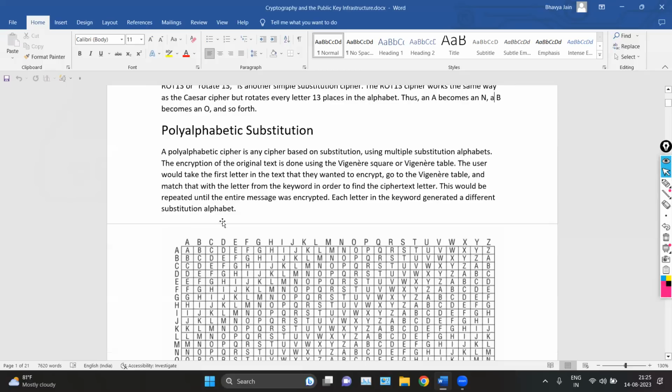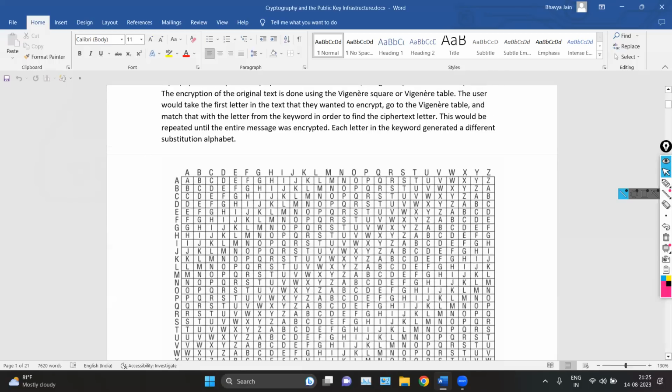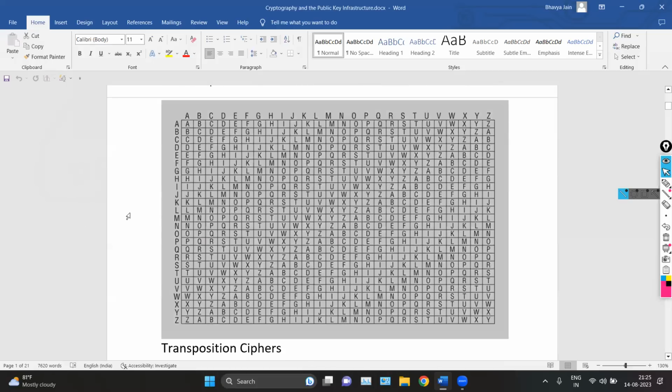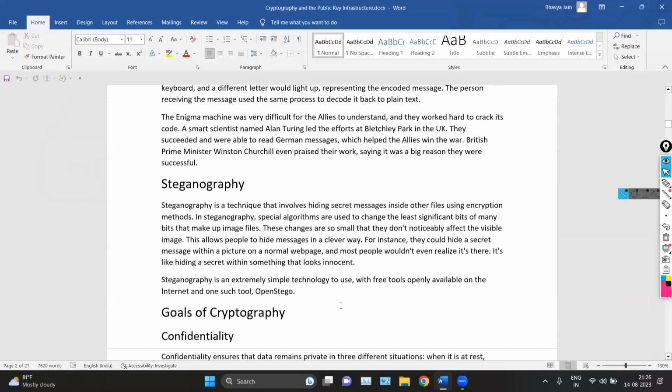Polyalphabetic is also an example, where you have a long table. Here, let's say we have the word apple and the keyword mango. You convert A with M: A is in the rows and M is in the columns, and where they meet you put M. So M is the cipher text of the A in apple. Then you take P, then P, then L and E, which is apple. So here you are taking letter by letter, or character by character.